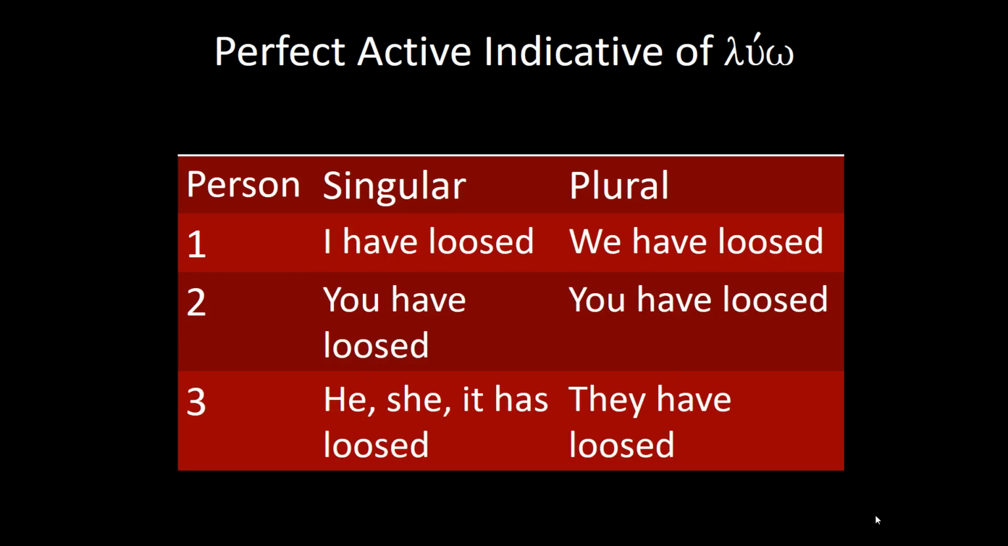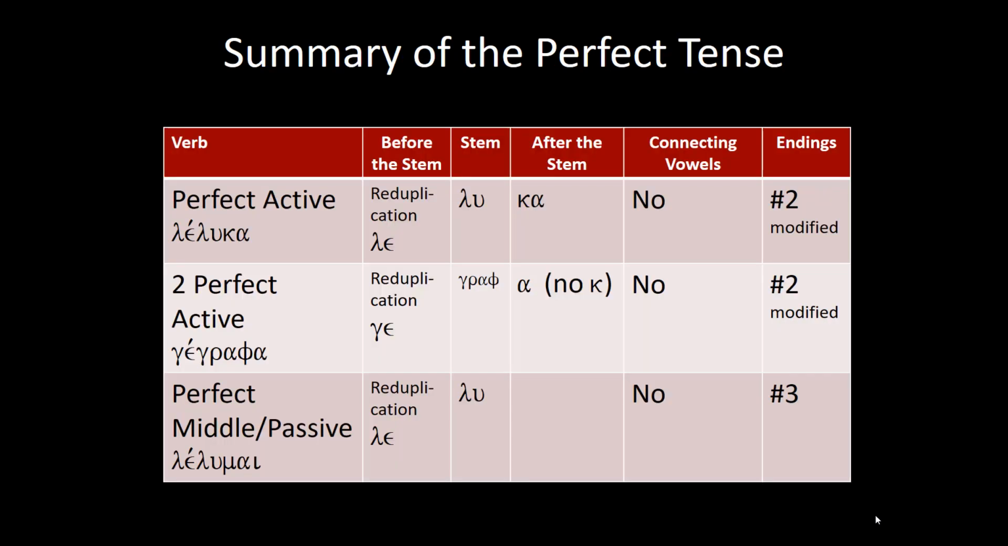We'll often translate the perfect tense with have or has. So I have loosed, you have loosed, he, she, or it has loosed, we, you, they have loosed. Remember, the perfect tense often talks about an action that happened in the past whose results continue into the present. If an author chooses to use a perfect tense, it's really quite important. So perfect active, we had reduplication, kappa alpha.